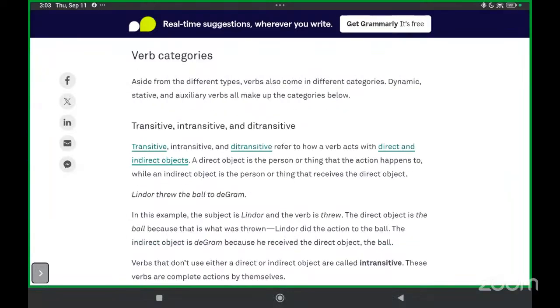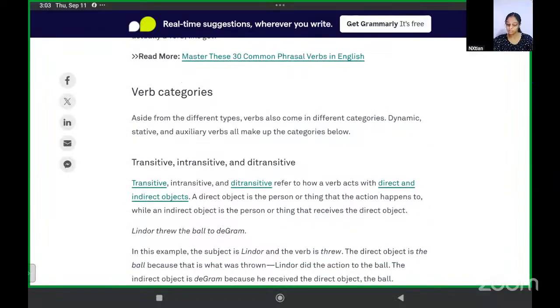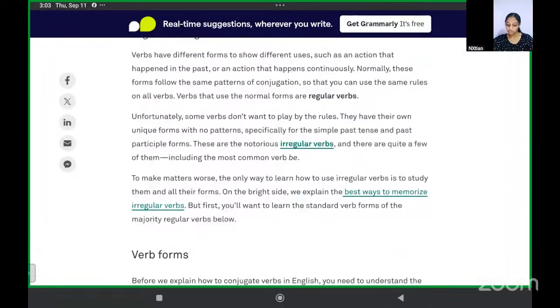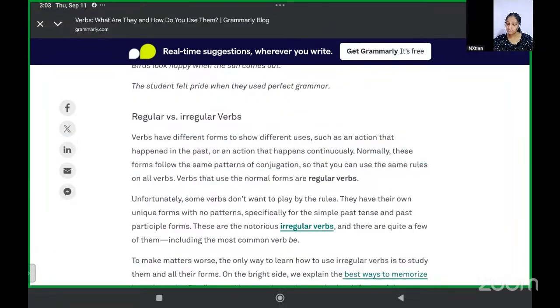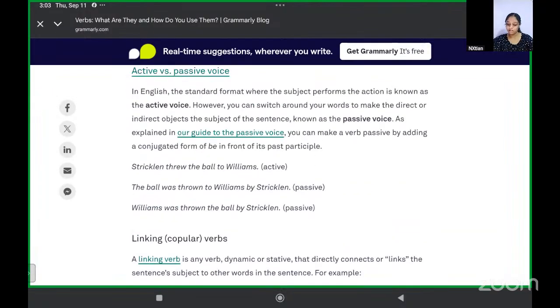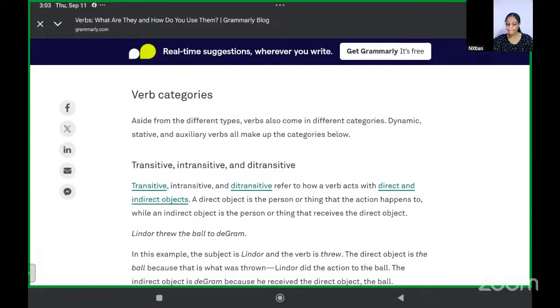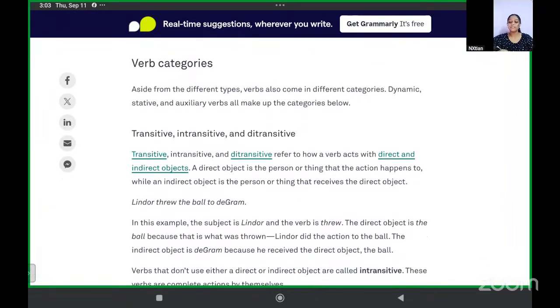Okay, we saw types of verbs and various categories of verbs. Now, did we do regular versus irregular verbs? No, we didn't do that. Active and passive voice we also didn't do. We did transitive, intransitive, and ditransitive. Active versus passive voice.